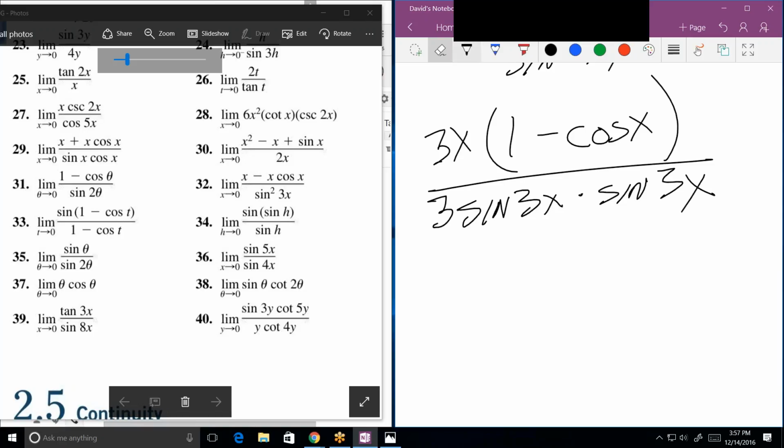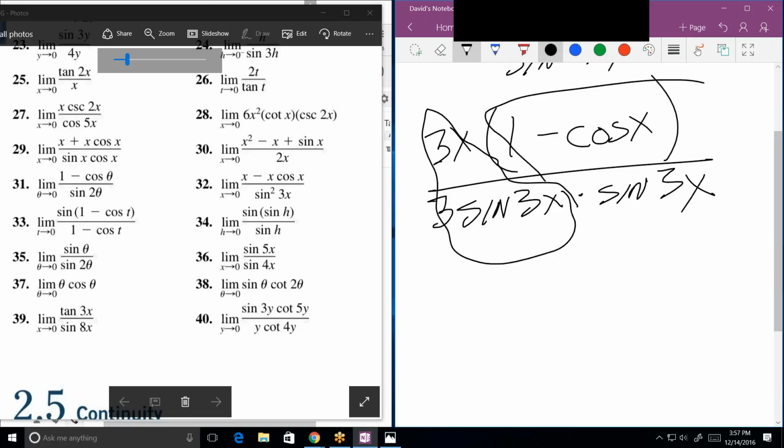I certainly can separate it into two fractions. In other words, I can separate it into that times that. And the circle on the left I know goes to 1, but what I got on the right is still 0 over 0. Let's try that trick I just did: multiplying by the conjugate.